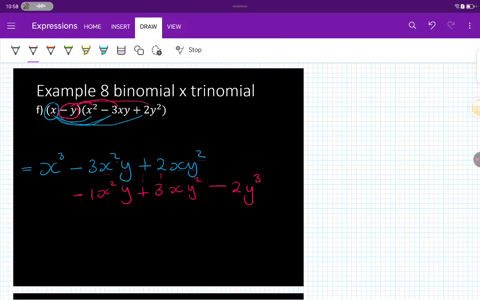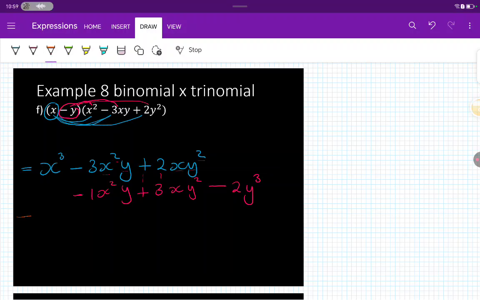Once I've done this, I've multiplied twice, right? I've done the x 3 times, so there are 3 terms because it happens 3 times in the trinomial bracket. And then I have 3 pink terms as well in the trinomial bracket.